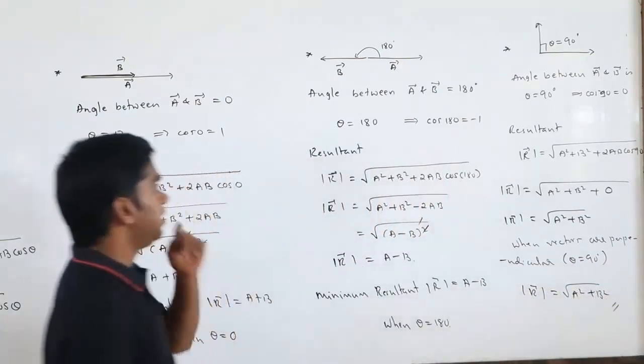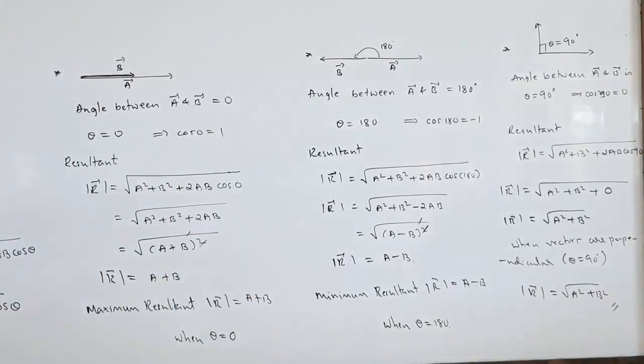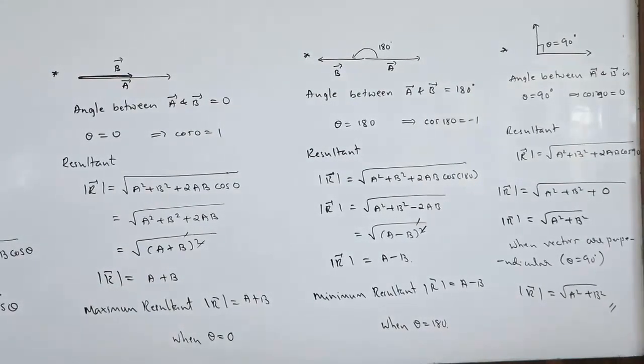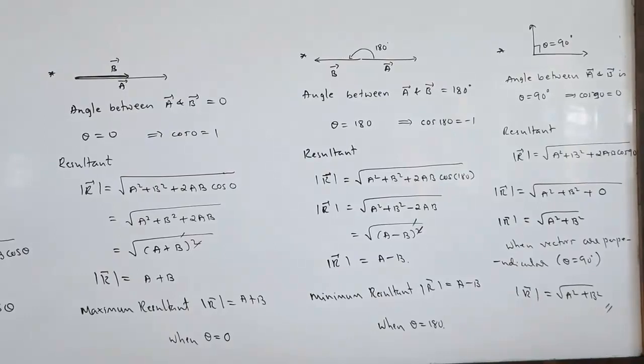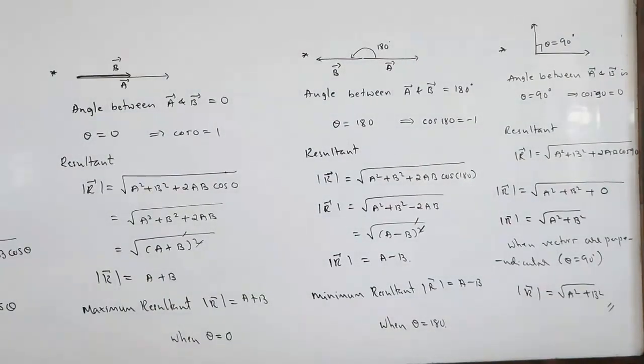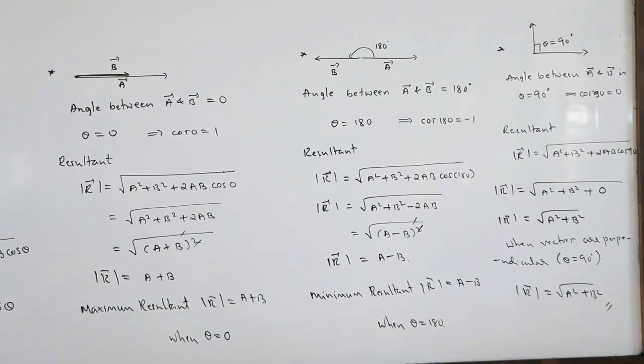So remember all these three cases. The first case is when two vectors are along one another, meaning theta is 0, so the resultant will be A plus B, which is the maximum resultant. In the second case, when the vectors are opposite to each other, theta is 180 degrees, and we get the minimum resultant, A minus B. In the third case, when two vectors are perpendicular to each other, the resultant will be the square root of A square plus B square. With the help of your general formula, the square root of A square plus B square plus 2AB cos theta, you can get all these things.